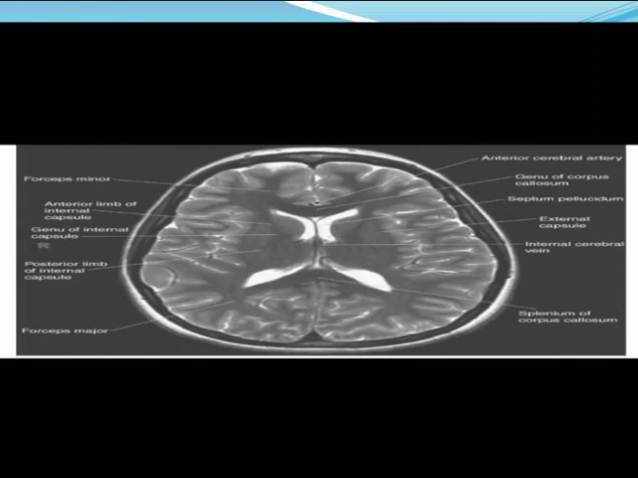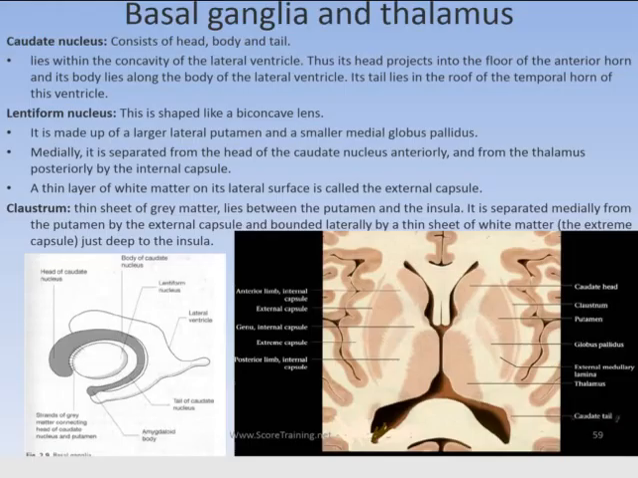About the gray matter, which contains the basal ganglia and the thalamus: the caudate nucleus consists of the head, body, and tail, and lies within the concavity of the lateral ventricle. Its head projects into the floor of the anterior horn, and its body lies along the body of the lateral ventricle. The tail still lies within the roof of the temporal horn of this ventricle.